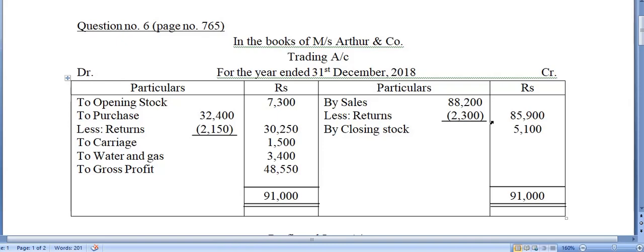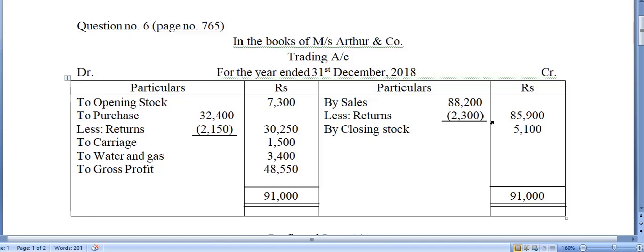So many accounts we have to prepare: revaluation account, realization account, and the balance sheet, in both the vertical method as well as the horizontal method. In fact, the vertical method is only for companies, as per the latest amendment made in the year 2013, which came into effect from September 2nd. Anyway, let us start from question number 6.